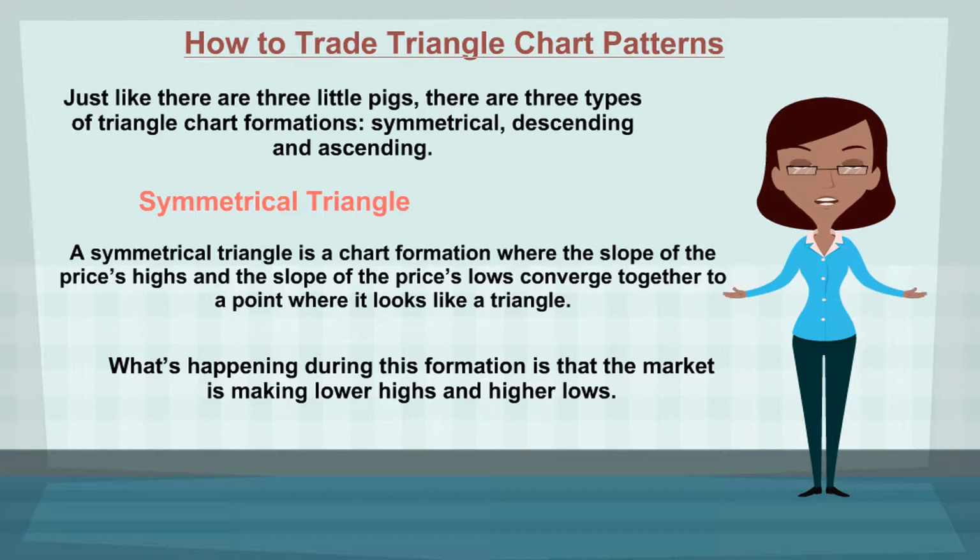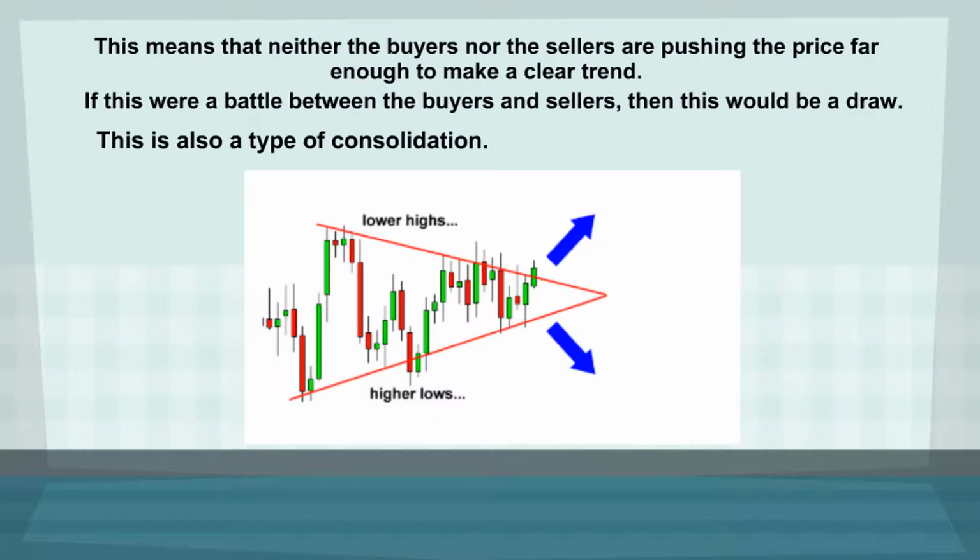Just like there are three little pigs, there are three types of triangle chart formations: symmetrical, descending and ascending. Symmetrical triangle. A symmetrical triangle is a chart formation where the slope of the price's highs and the slope of the price's lows converge together to a point where it looks like a triangle. What's happening during this formation is that the market is making lower highs and higher lows. This means that neither the buyers nor the sellers are pushing the price far enough to make a clear trend. If this were a battle between the buyers and sellers, then this would be a draw. This is also a type of consolidation.